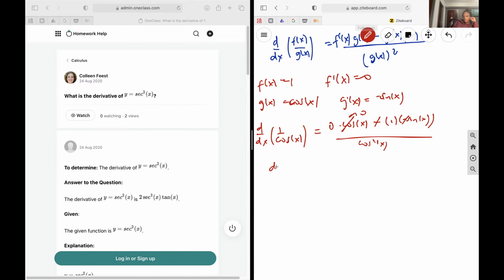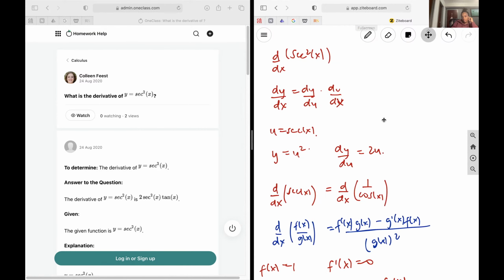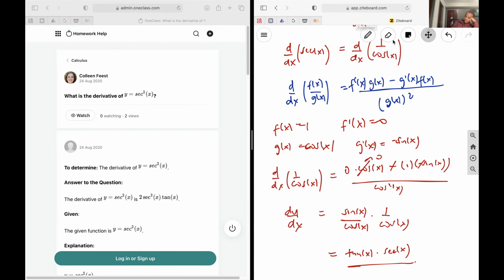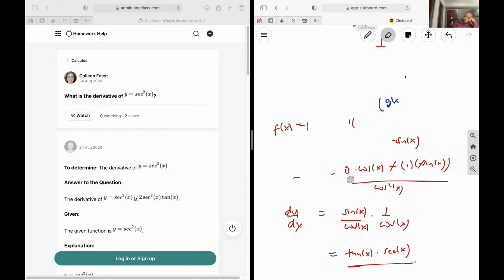All in all, I get that du over dx is equal to sine x over cos x times 1 over cos x, and that will give me tan x times secant x. Then that's just what I'm going to put back in up here. So du over dx is tan x secant x. Now I can erase what I wrote down on the side before to find my du over dx.